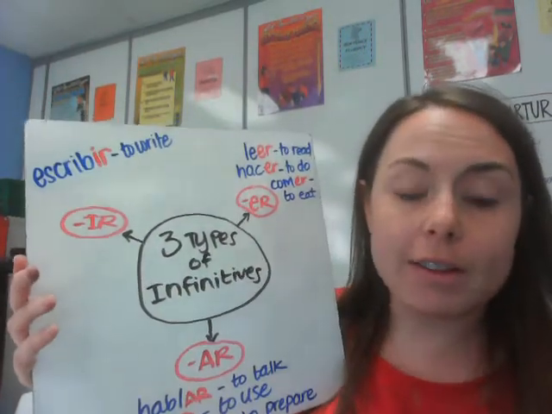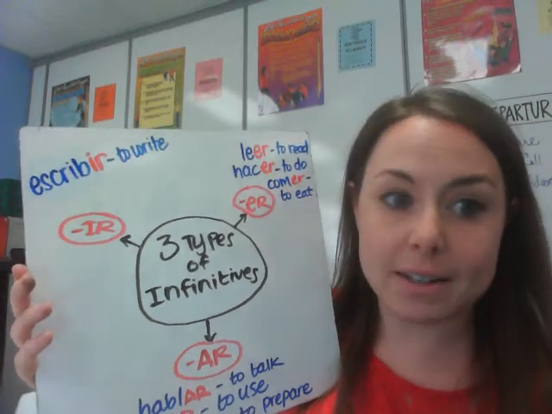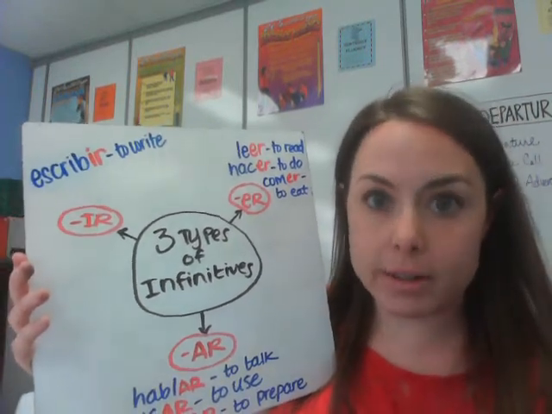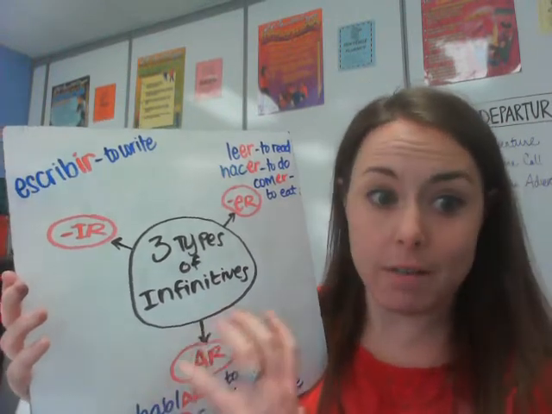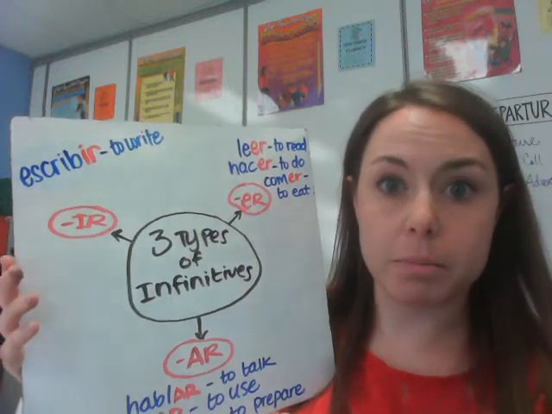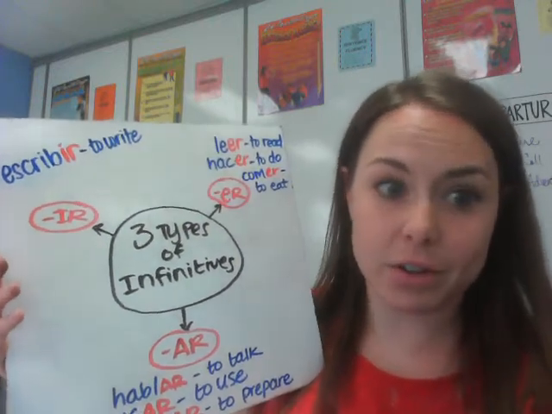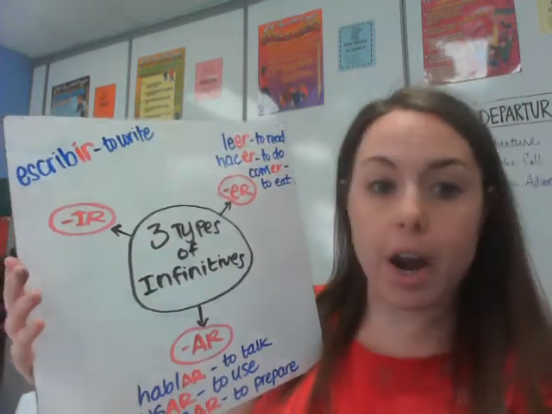IR verbs are the least common type, and for right now we only know one IR verb, and that is escribir. As we go along in Spanish, we will learn additional IR verbs, but like I said, there's mostly AR verbs, ER verbs are the next most common type, and there's a lot fewer IR verbs than the other two. So those are my three types of infinitives: AR, ER, and IR.